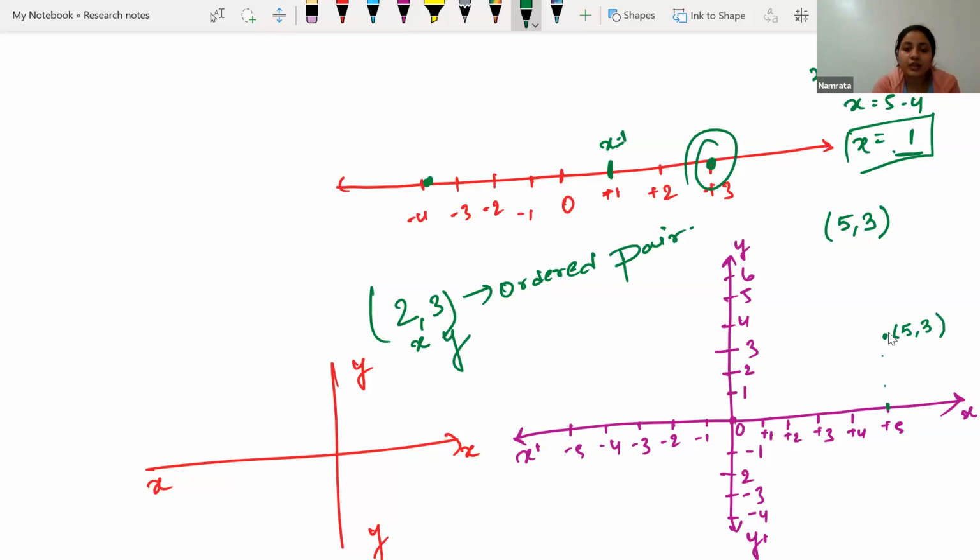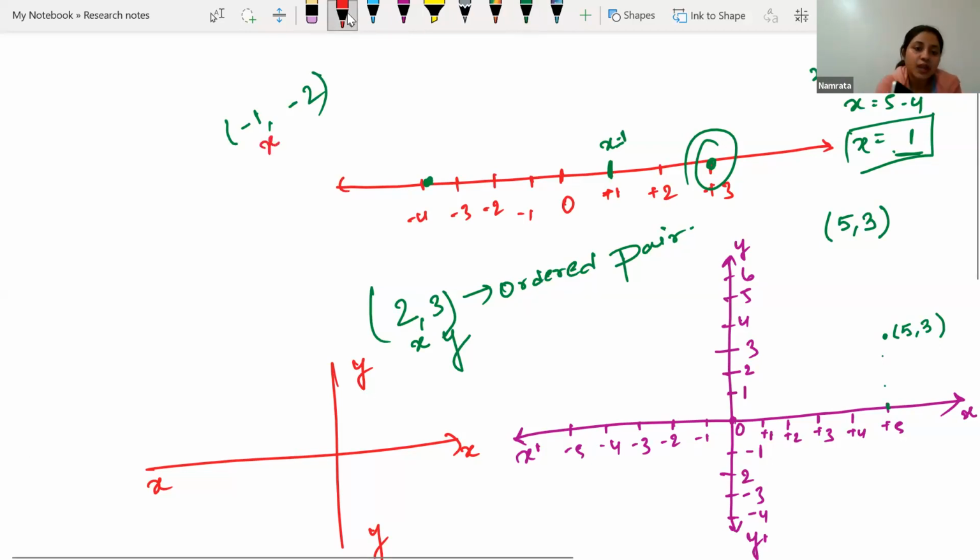Now if we want to locate, let's say, minus 1 comma minus 2, first thing first, it must be clear to you that the first value, that is minus 1, is for x, and the next one, minus 2, is for y. So x is minus 1 and y is minus 2.